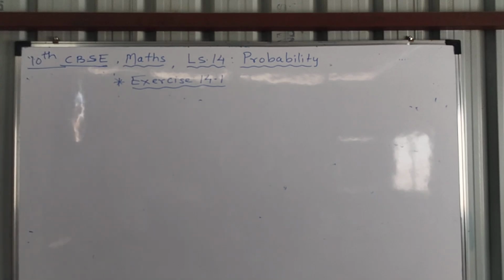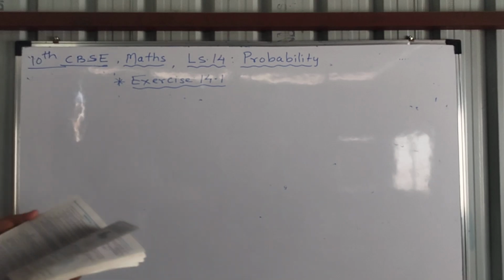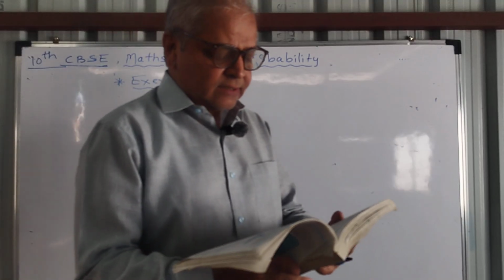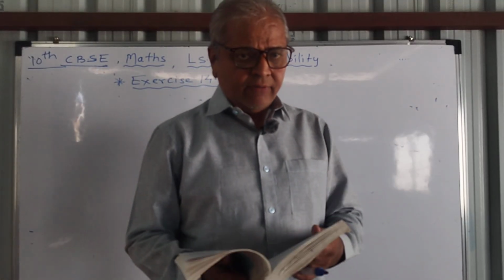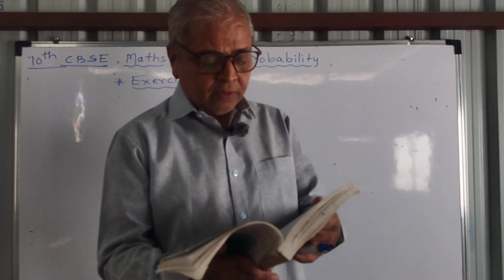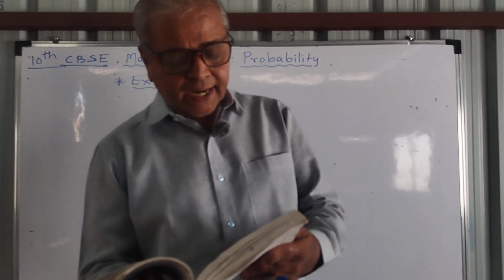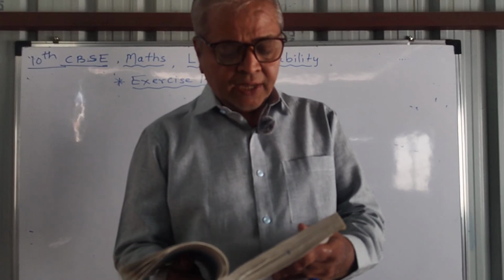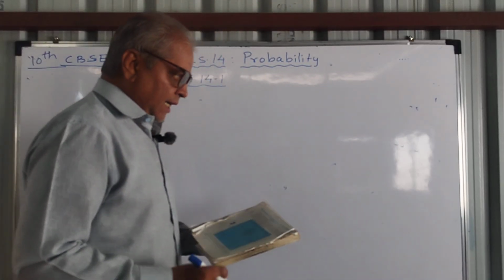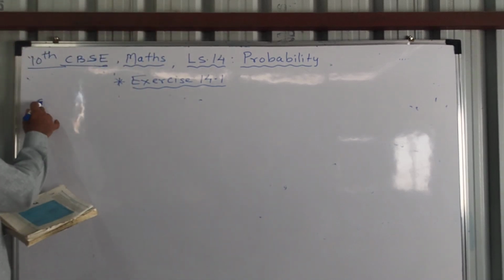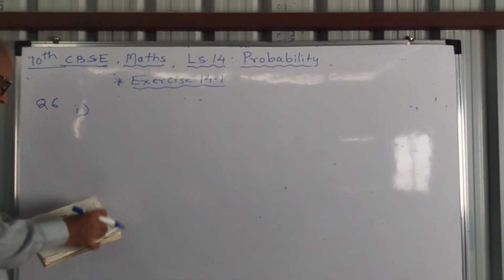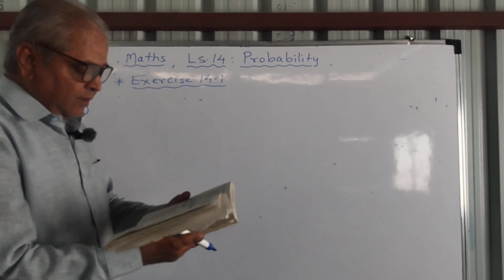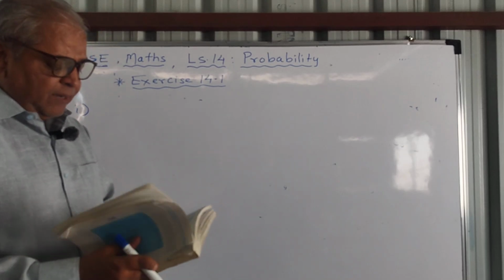Now we will solve question number 6. I will read the question. A bag contains lemon flavored candies only. Malini takes out one candy without looking into the bag. What is the probability that she takes out an orange flavored candy? Roman 1 asks question number 6, sub question 1. What is the probability that she takes out an orange flavored candy?